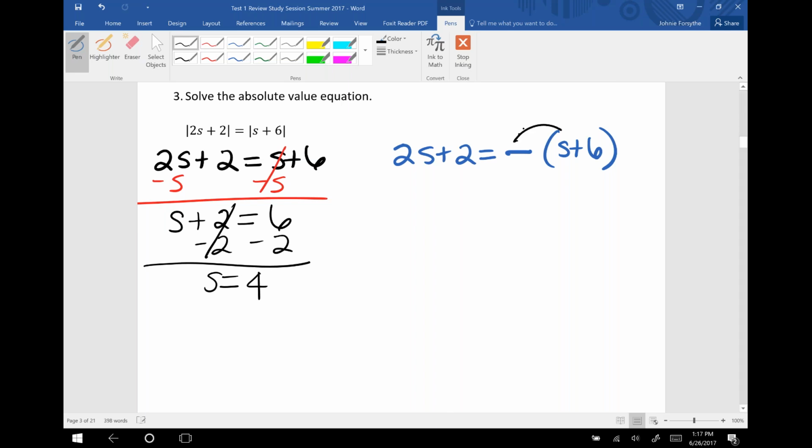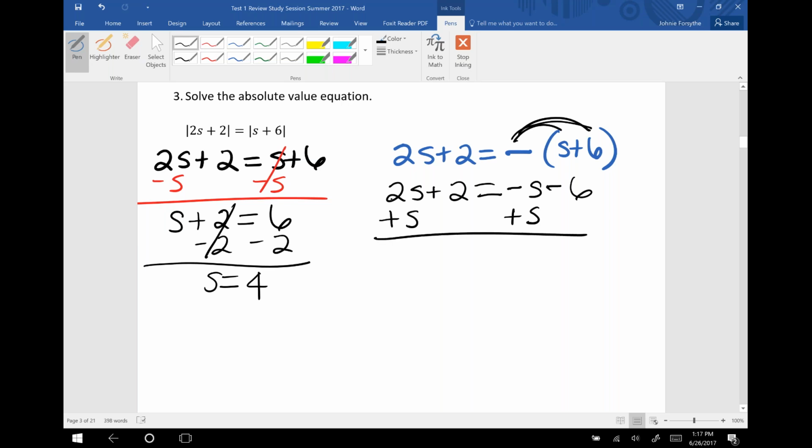So before we can start, we want to distribute this negative. On the right side, negative times s is negative s, and negative times 6 is negative 6. Then we're going to bring down the left, and then we're going to start solving this equation. I want to move this negative s to the other side, so we're going to do the opposite of negative s, which is plus s. Plus s. 2s plus s is 3s. Bring down your plus 2 is equal to negative s plus s cancels out. I'm going to bring down that negative 6.